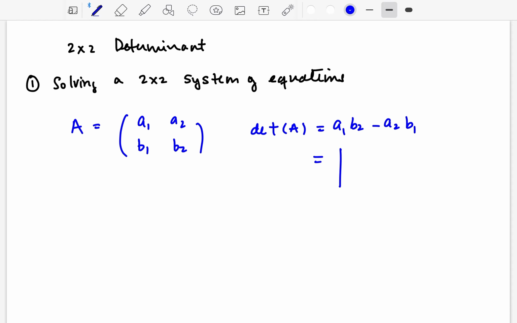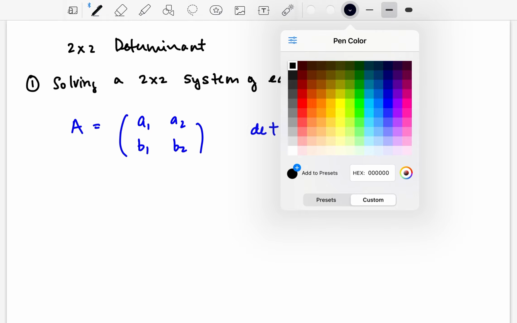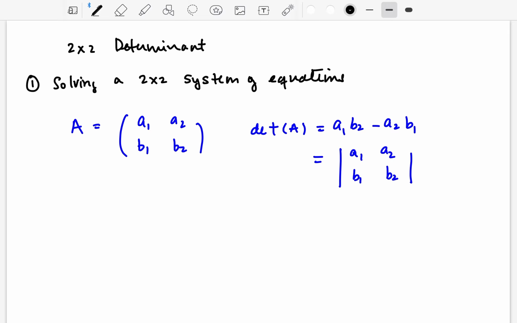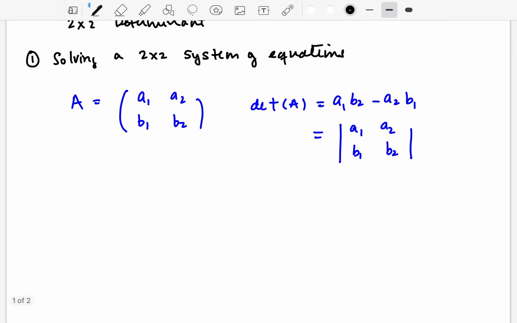The notation for this, we also write it using straight lines, A1 A2 B1 B2. Now, it is believed that Cramer was the first one to discover this formula when trying to solve a system of two equations and two variables. So say you have a1x plus a2y equals a3, and b1x plus b2y equals b3, and you're solving for x and y.